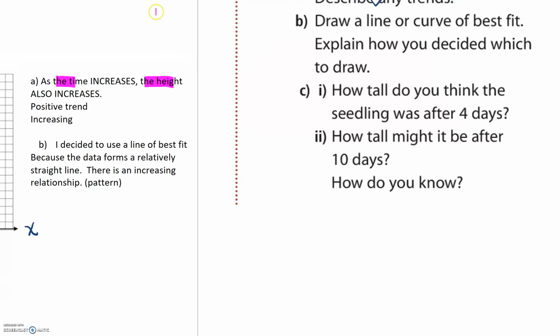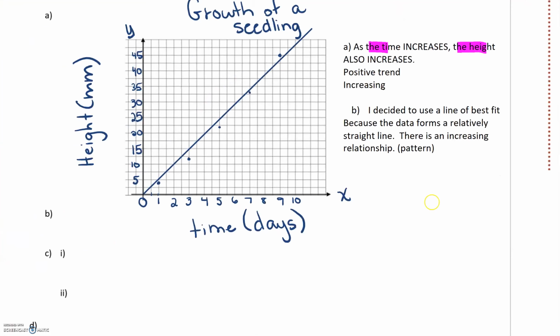Okay, for question C, how tall do you think the seedling was after 4 days? So the key word here is 4 days. And we're estimating, which means we need to go to the graph and use that line of best fit that we just drew. So at 4 days, that's the x-axis. I'm going to go to 4 and I'm going to show my work by using these little dotted lines. And I'm going to go right up to the line of best fit and then make some dotted lines over to the height axis. And in this case, at 4 days, I'd say it's about 20 millimeters.